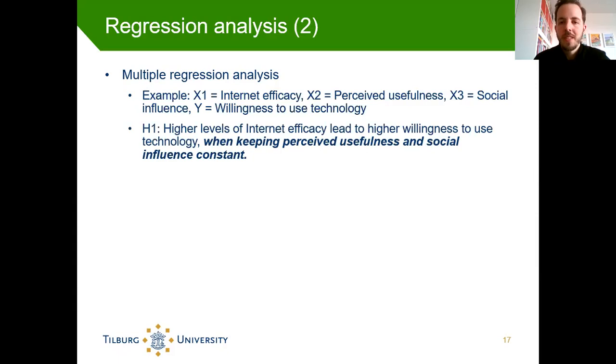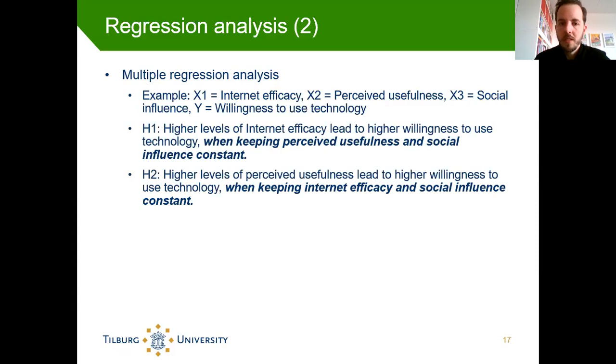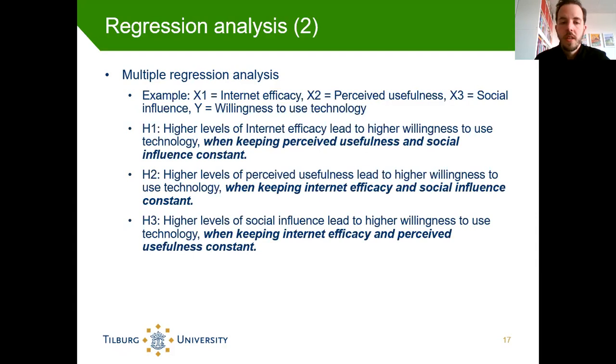Higher levels of people's internet efficacy lead to higher willingness to use technology. What is nice is that you can now test this hypothesis while keeping the other two variables constant. At the same time, you can have a second hypothesis about perceived usefulness, and test whether perceived usefulness is a significant predictor of people's willingness to use technology. Same for social influence. If people score differently on how they are influenced by other people, will this lead to a higher willingness to use technology when keeping those other potentially influential variables constant?